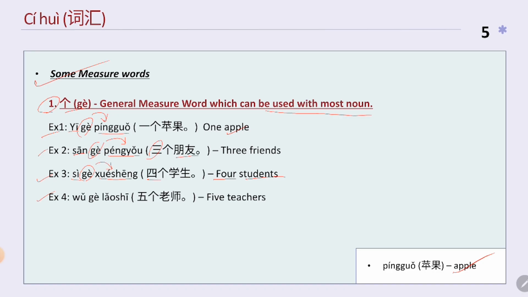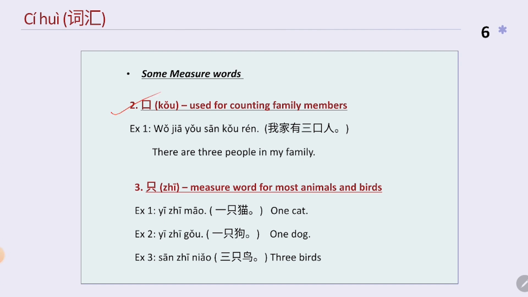Look at example number 4. 五个老师。Here 五 means 5. 老师 means teacher, and here 个 is used as a measure word for this noun. We cannot say 一苹果, 三朋友, 四学生, 五老师. For that we have to use a measure word in between them. So the structure is number plus 个 plus noun.